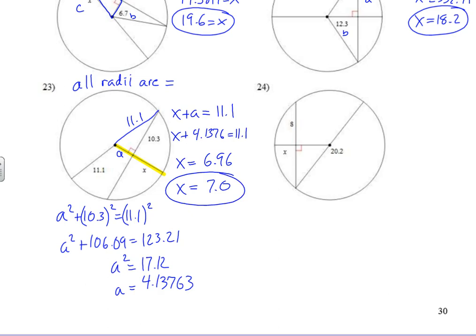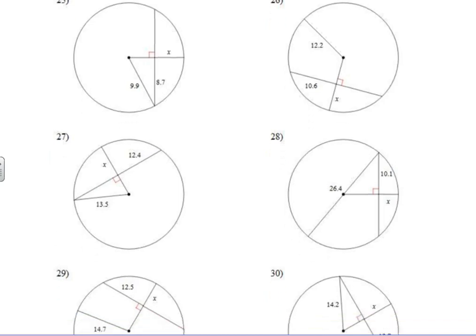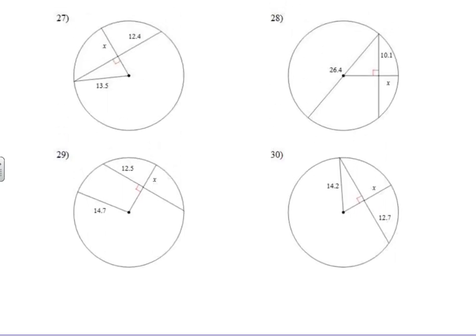Okay, 24 is a very similar type of question, except now we're given the diameter. So half of the diameter is going to be 10.1. And this will be 8 because this is the perpendicular bisector. So again, we know this is going to be 10.1 and this is going to be A, so we could find that length. I'm not going to do that one because I just did the same type of question, but you see how it's set up. All of these right here follow that same kind of reasoning.